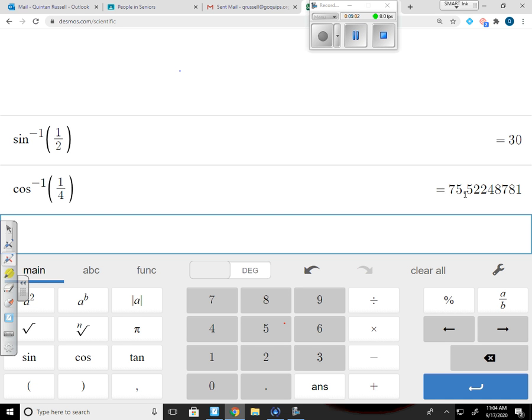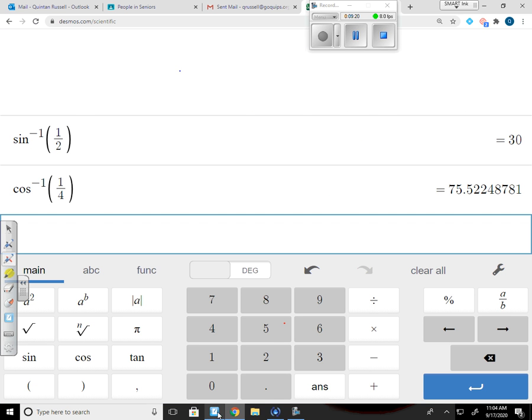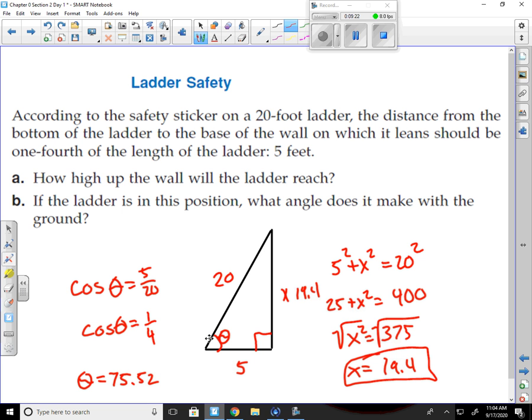That gives us 75.52. So that's what our angle measure should be. And I had already said we should run this out to 4 decimal places, so let's keep that going. And that's our final answer.